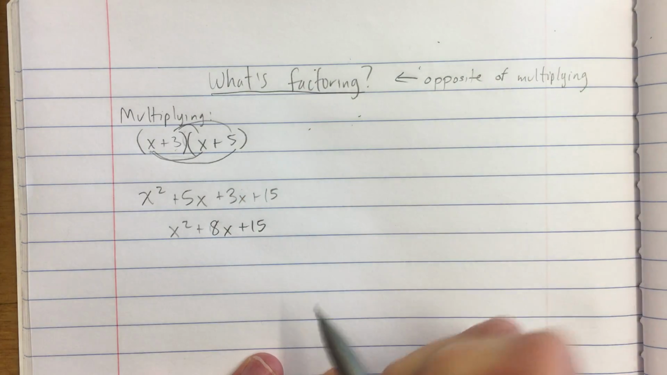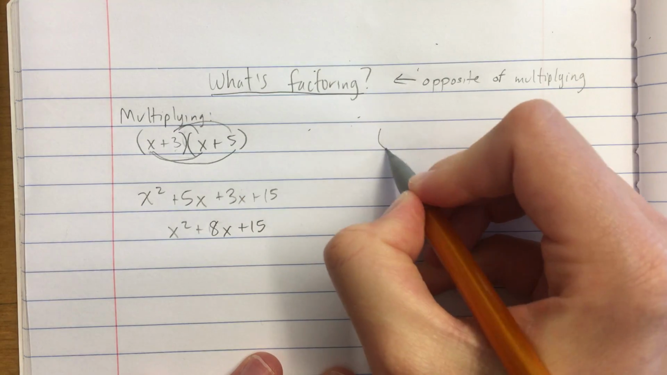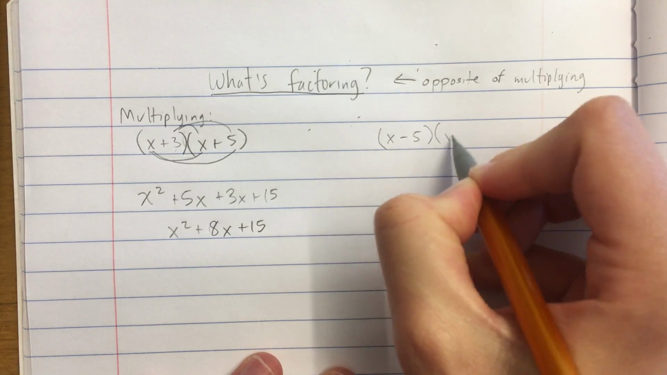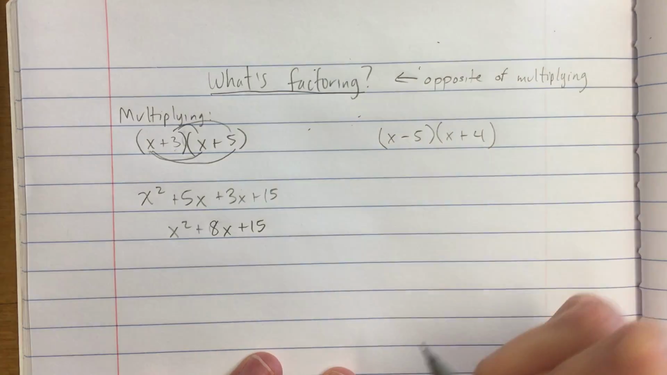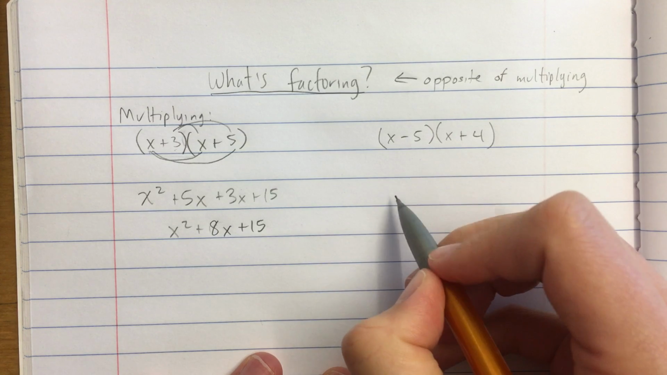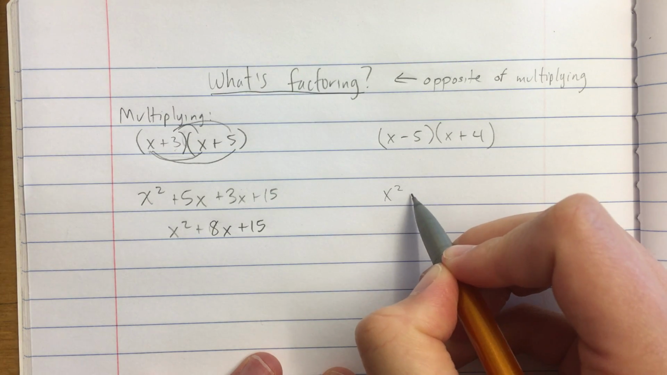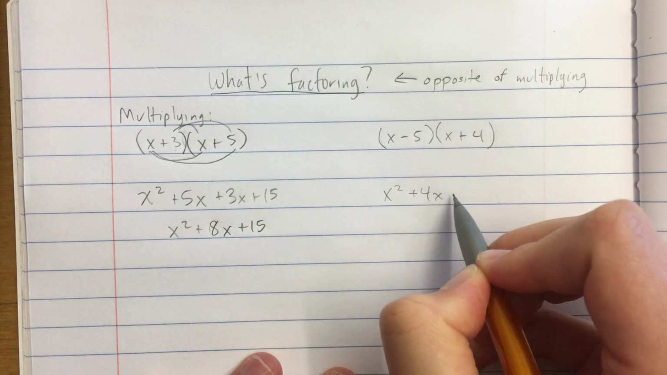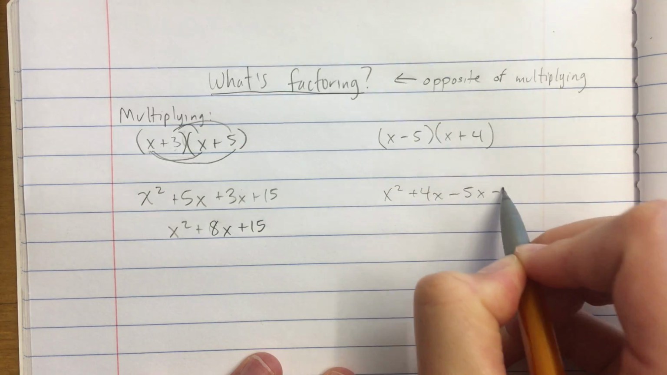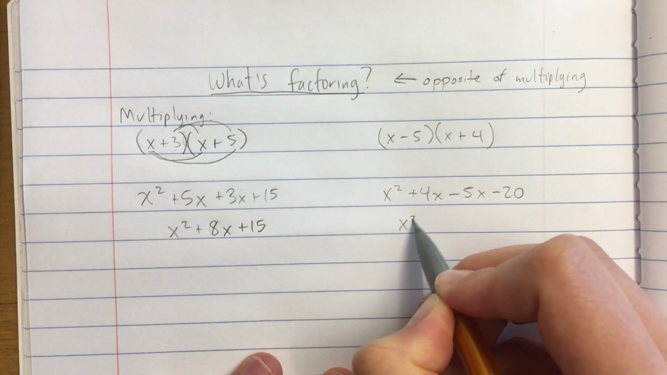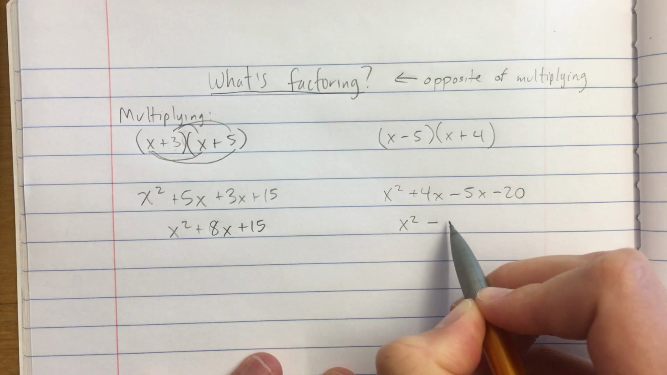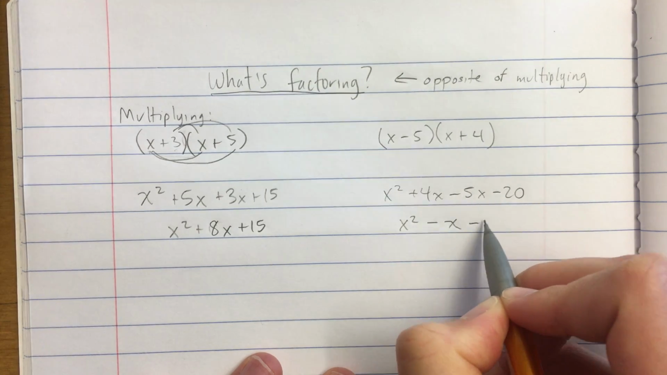Okay, so that's multiplying. Here's another example, and I'll just do it really quick. And notice I threw a negative number in here. In this case, the 5 is negative. So this becomes x squared plus 4x minus 5x minus 20, which simplifies. This is 4 minus 5, that's minus 1x, and I would just write it like this.